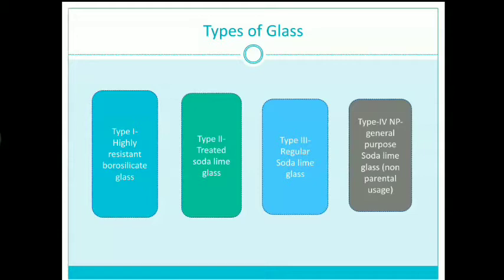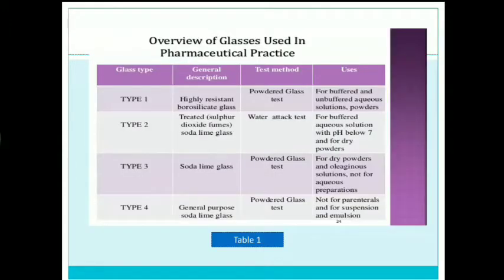The next type, that is type 4, is also called non-parenteral or general purpose soda lime glass. So this type 4 is specifically useful for non-parenteral preparations, and it is used for oral dosage forms or topical products, and is useful for aerosols also. So this is the chart, so you can overview these glasses.